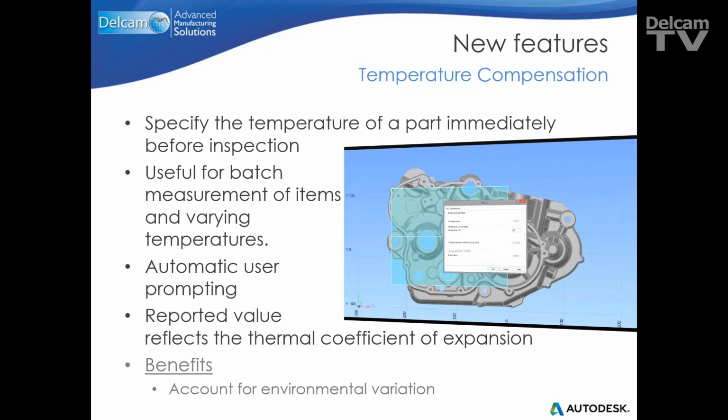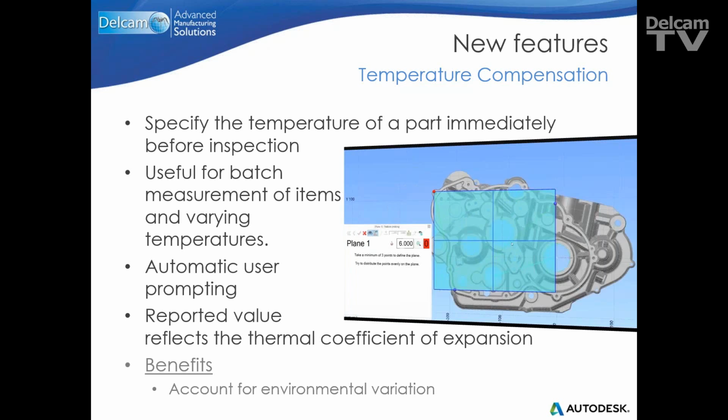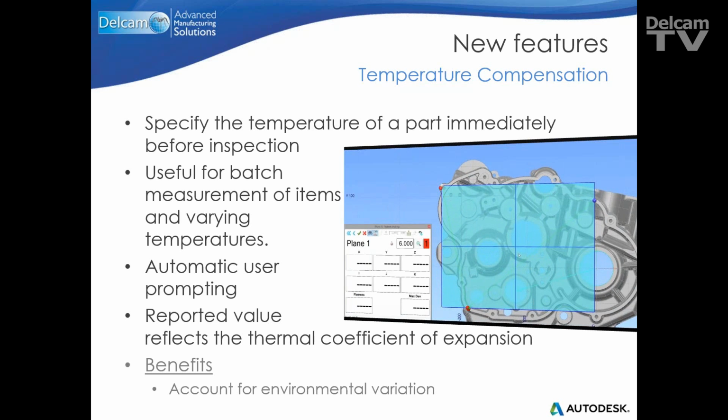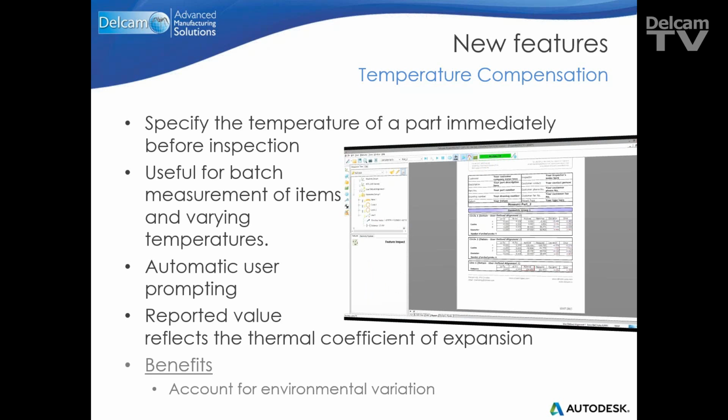It asks you what material the component is that you're inspecting. It uses the thermal coefficient of expansion to say what that value would be at the recommended inspection temperature. So again, if we reference that presentation that I did earlier in the summer, we said that all parts should be inspected at 20 degrees Celsius. So we measure something in the morning and it's 1 degree, it will tell us what that measurement would be, taking account of the fact that it's cold and the part is contracted.